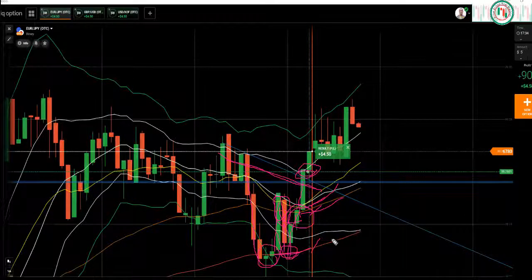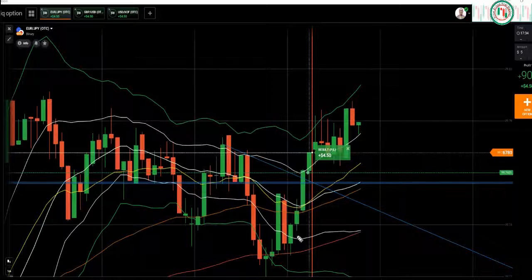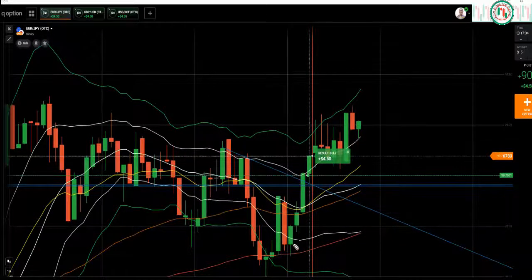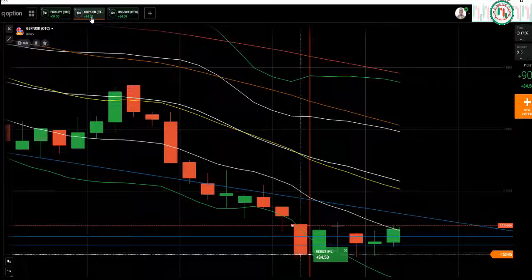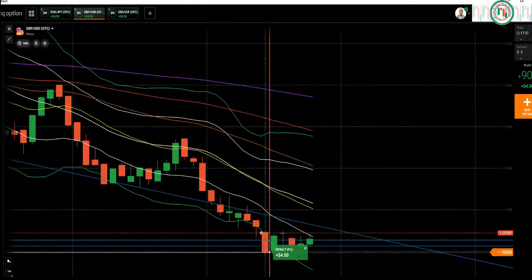So anytime, try to analyze very well before you take any trade. Try to check all the alignment of your EMAs. If you know how to use the EMAs, try to identify in which direction the market is going before you take your trade. Then the next trade here, you see, I analyze again with my EMAs.